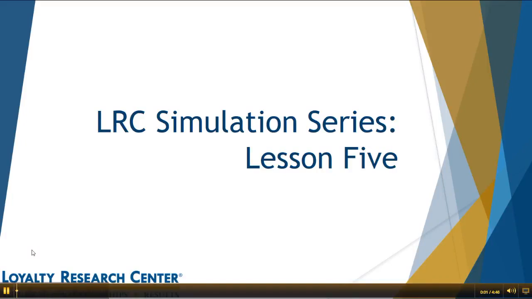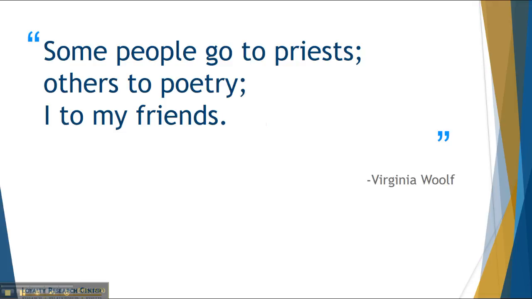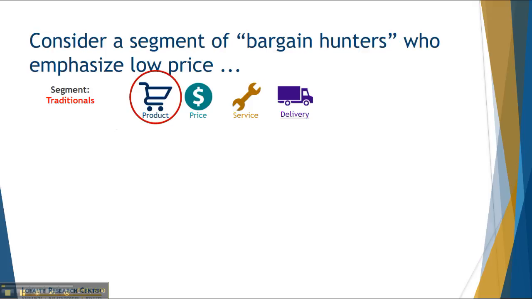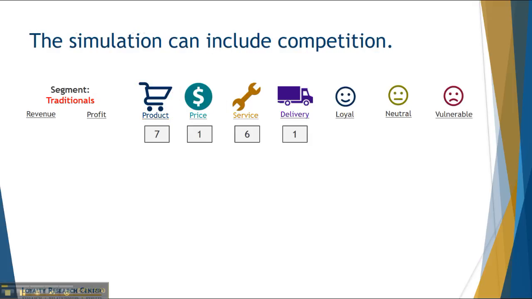Welcome to Lesson 5. Here we will highlight the difficulty, complexity, and opportunity that market segments can provide. To this point, we've assumed that all customers have similar wants and needs. We have portrayed traditional customers as placing a heavy emphasis on quality of product. Now consider a different segment of customers, one comprised of bargain hunters who emphasize low price while still desiring decent product quality. Let's also introduce competition.